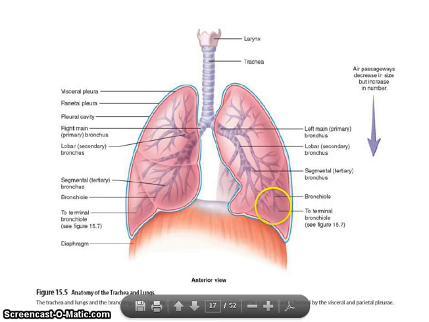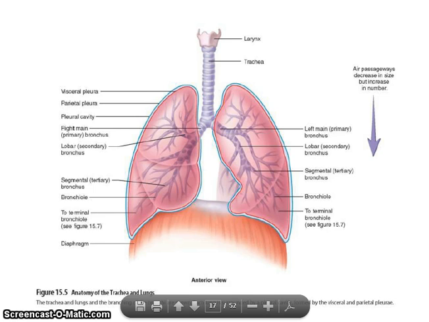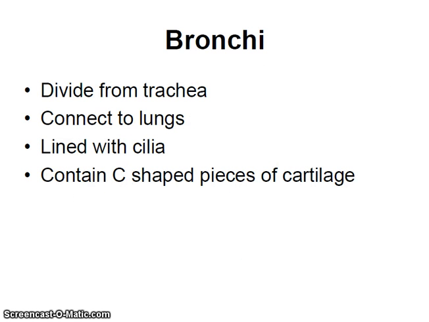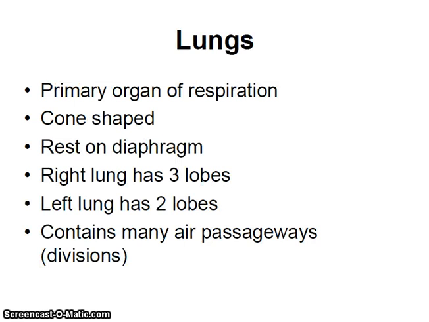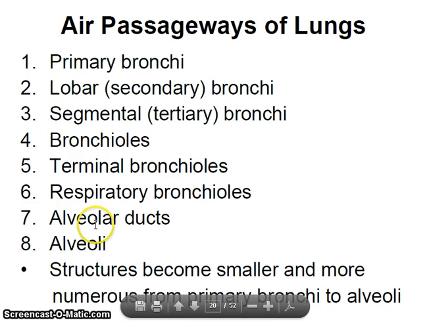Here is the anatomy of the trachea and the lungs, showing you how smaller and smaller segments of these tubular structures, the bronchi, the bronchioles, branch off one of another. This again tells you about the lungs. The lungs are the primary organs of respiration. Here are the air passageways.